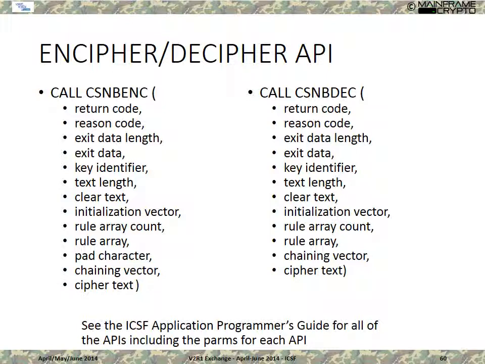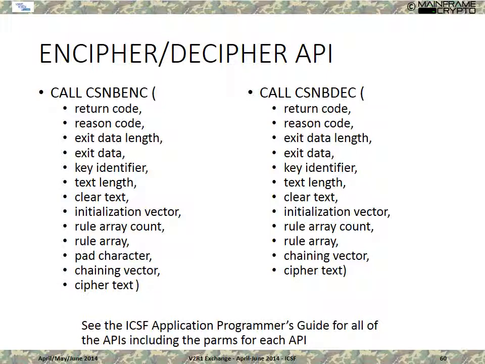Initialization vector is associated with cipher block chaining. That's the IV, or initialization vector, to use for the first block of data. If you remember when we talked about cipher block chaining, each operation impacts the next operation. And the initialization vector is just the first input: what data should impact that first operation. Then again, the next parameter is the rule array count, how long the rule array is, followed by the rule array. And we'll look at the rule array on the next slide.